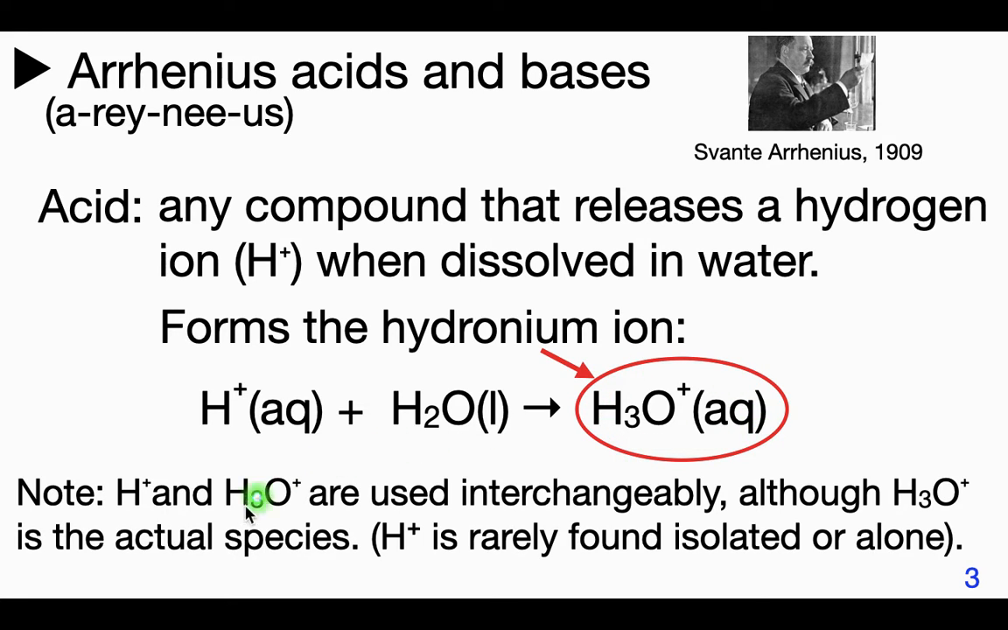Now in chemistry, we use the hydrogen ion and the hydronium ion interchangeably, as if they're exactly the same thing. Although it's the hydronium ion that is the actual species. The hydrogen ion is rarely found isolated or alone. So for simplicity's sake, we almost always just talk about the hydrogen ion, H with a positive charge there. Though in reality, pull back the curtain, it's in fact the hydronium ion.